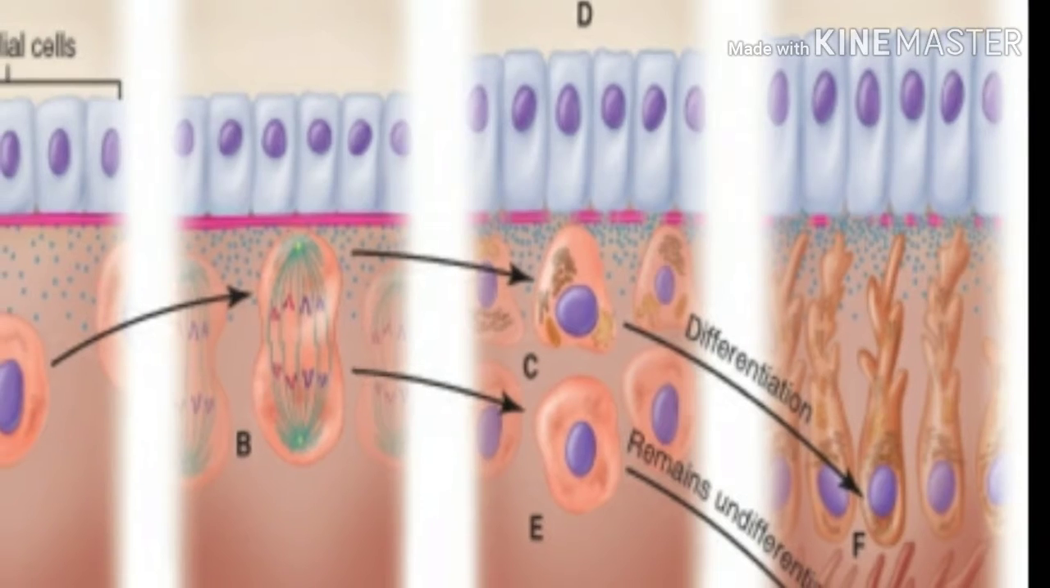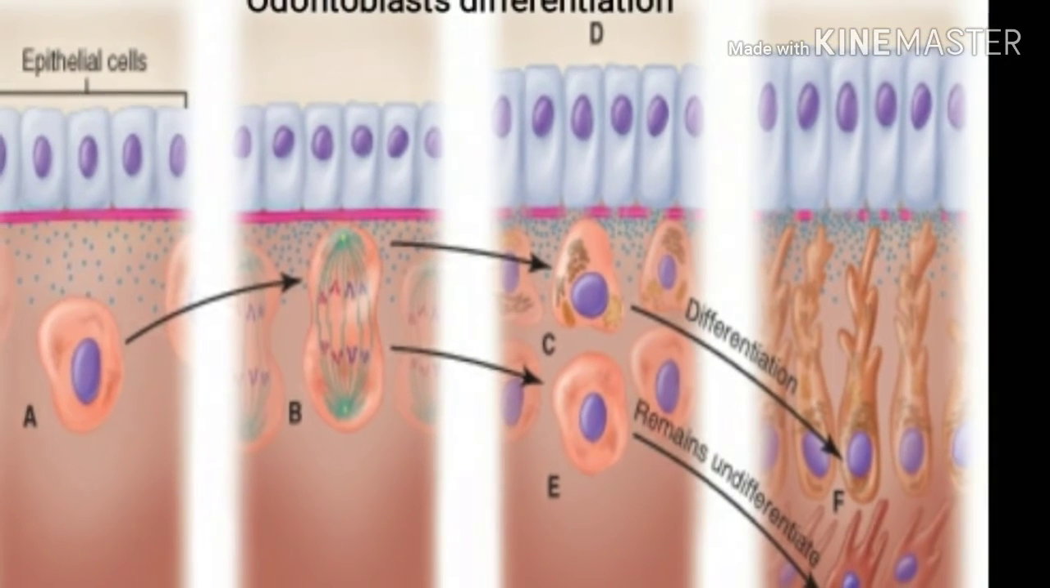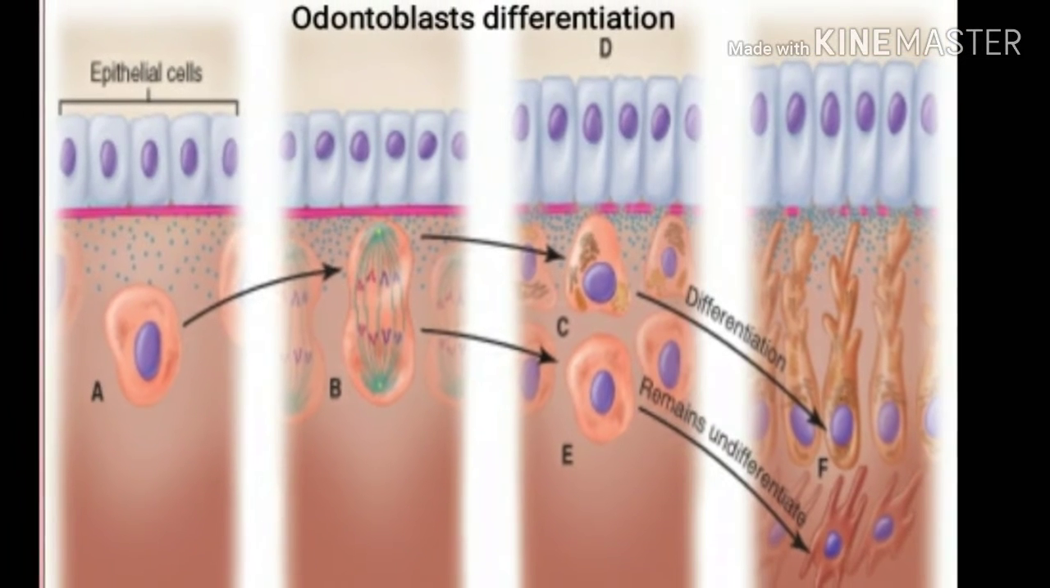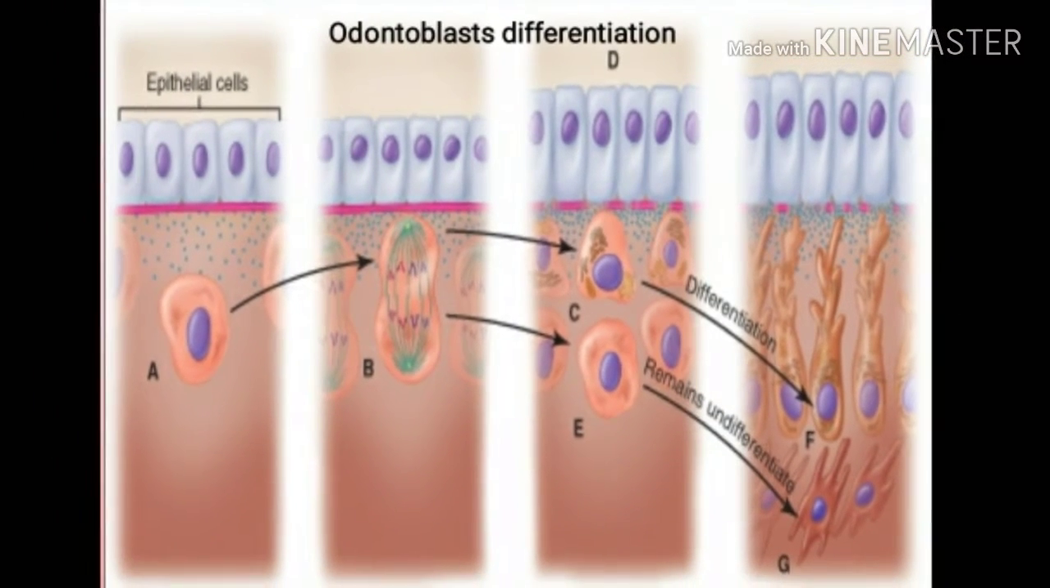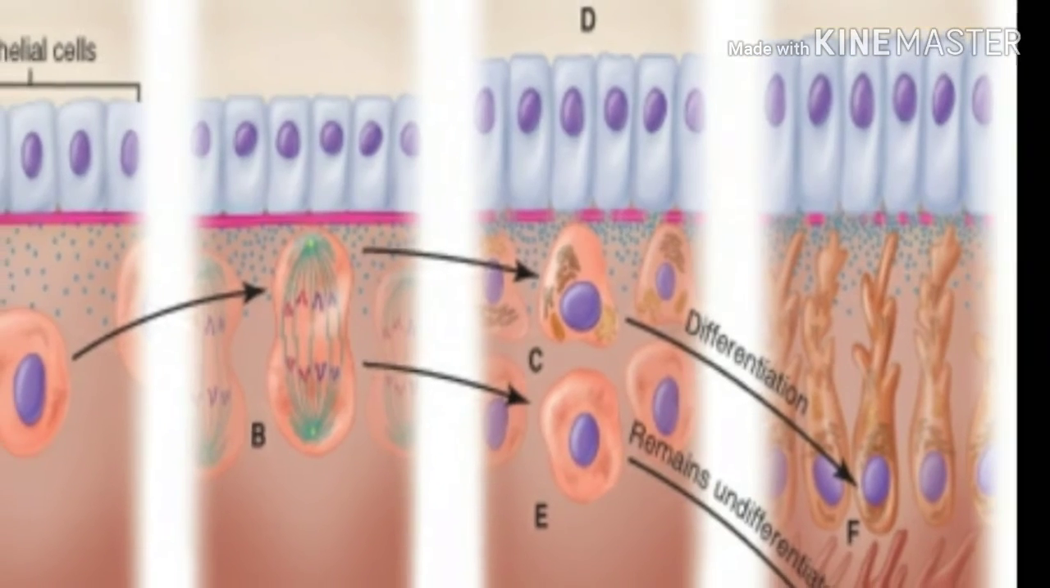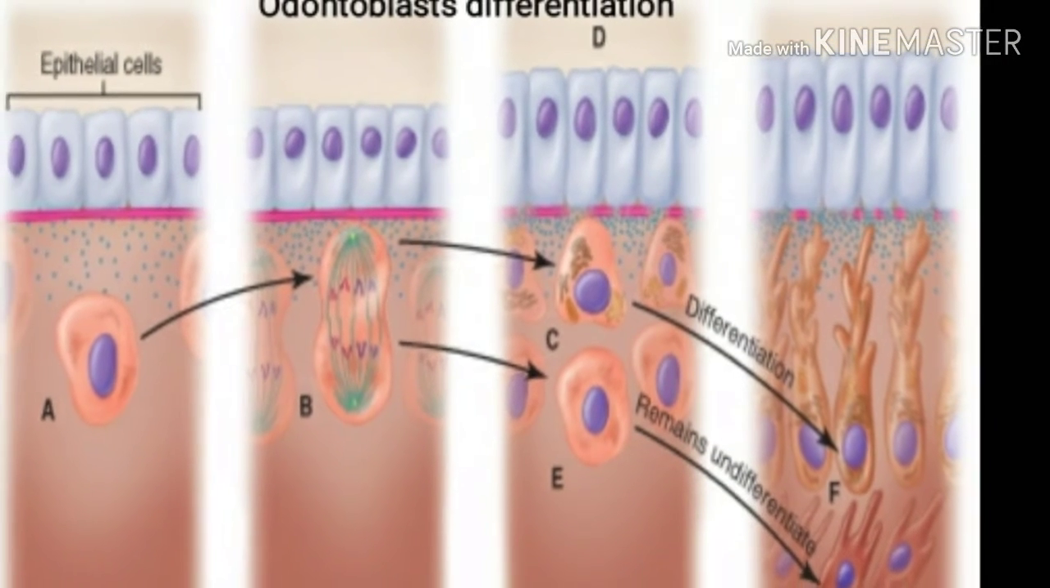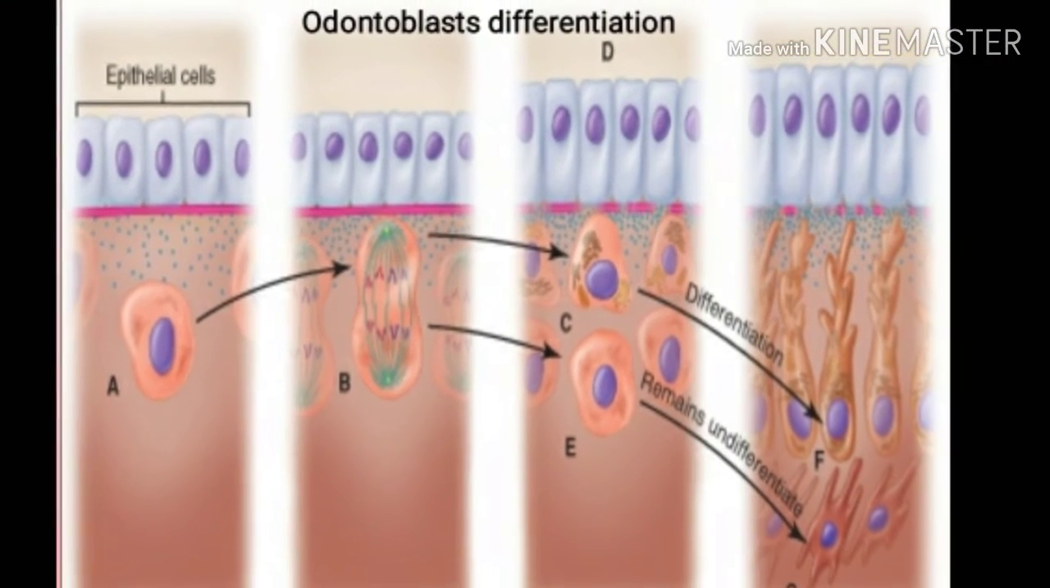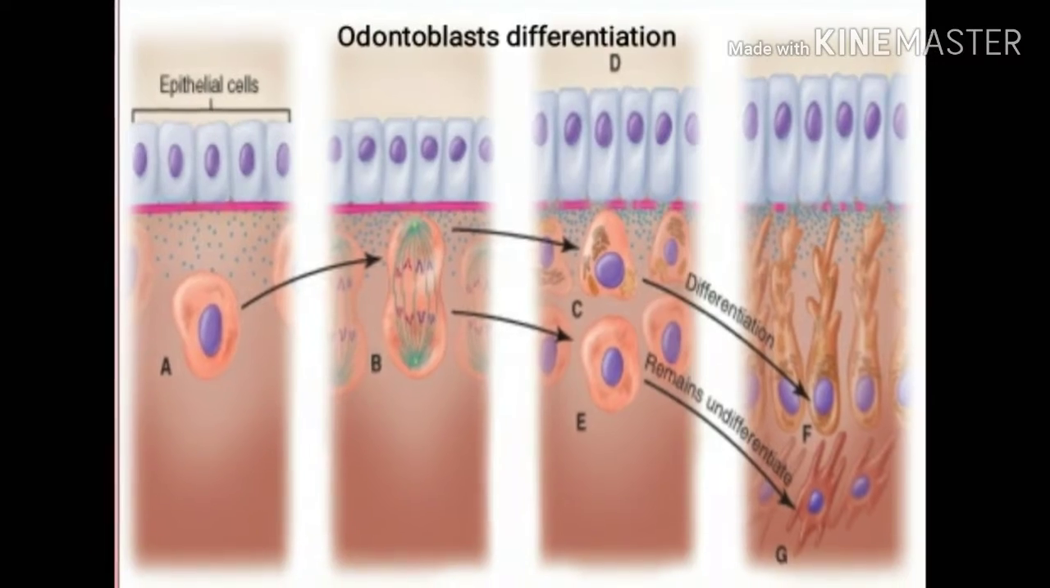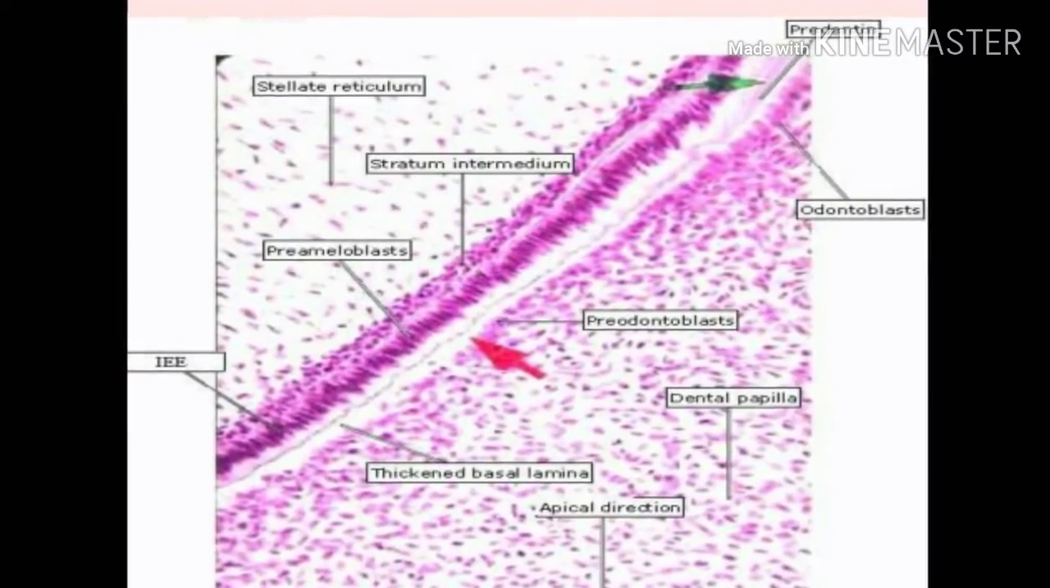The figure shows the odontoblast differentiation. Odontoblast is differentiated from the peripheral dental papilla cells. After mitotic division, some cells become differentiated while the others remain undifferentiated. The differentiated cells become the odontoblast.